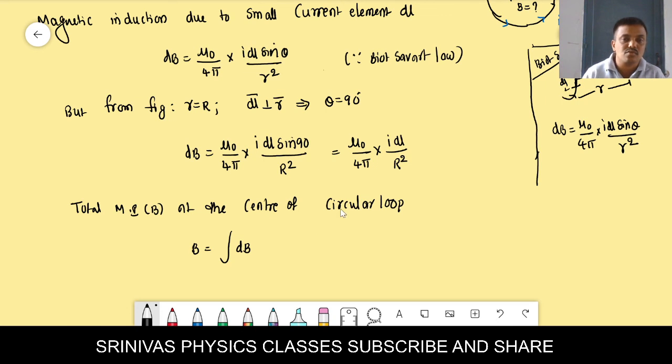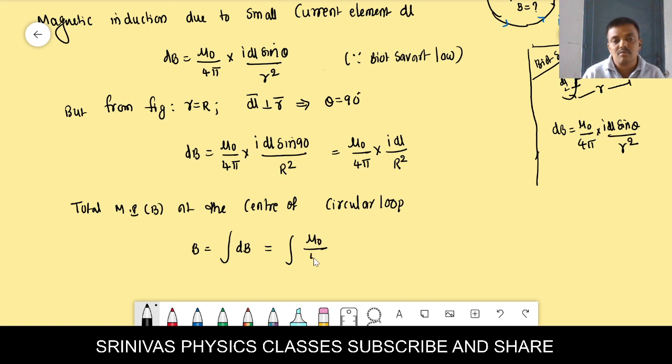Due to the full circular loop, the magnetic induction is B. If you add the magnetic induction due to small elements, you will get the total magnetic induction. The summation is replaced with integration in mathematics. Right? Integration of the small value gives the big value. Then integration. dB is what?